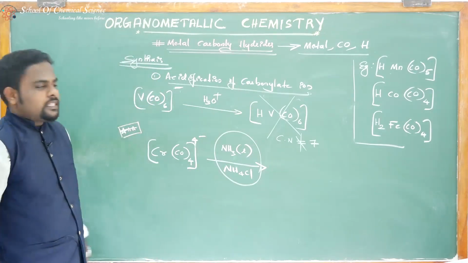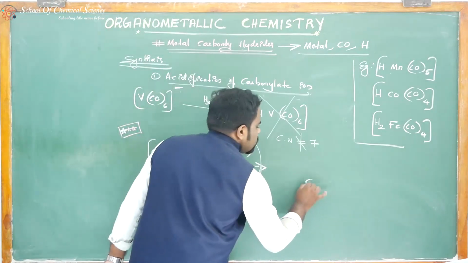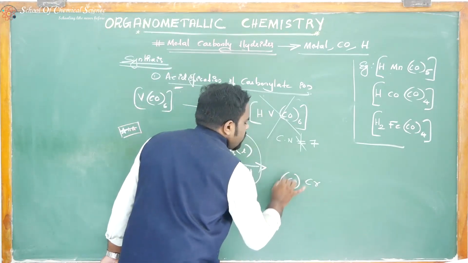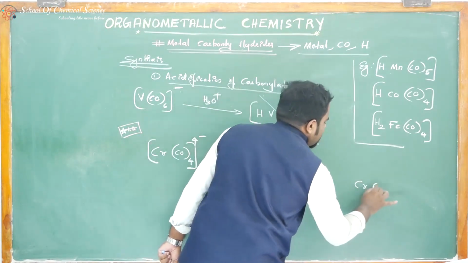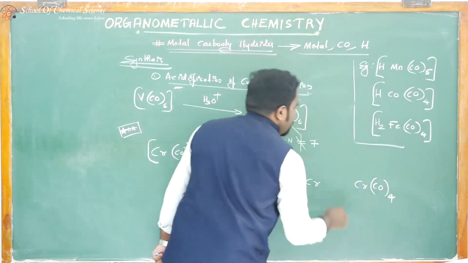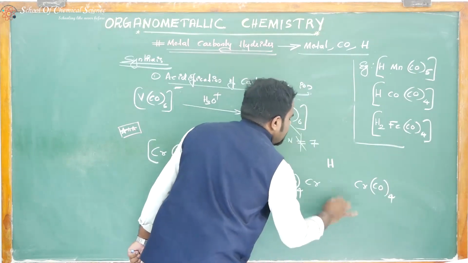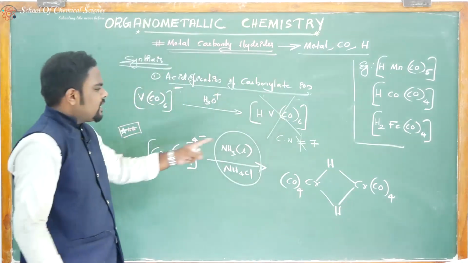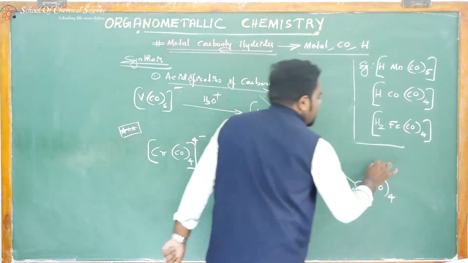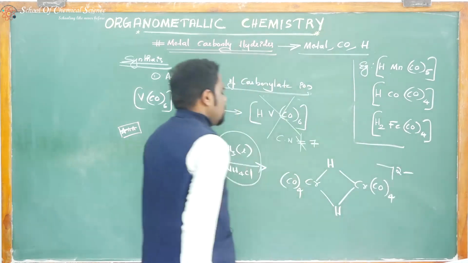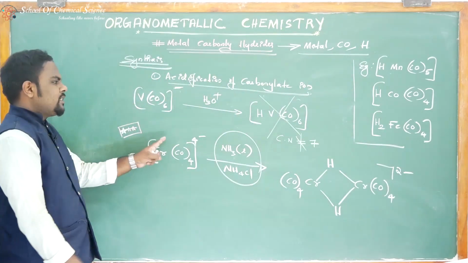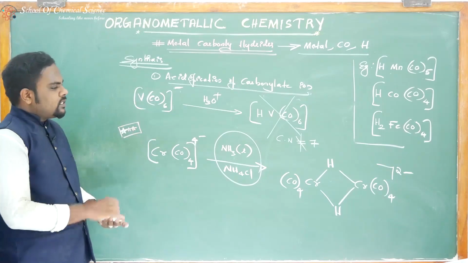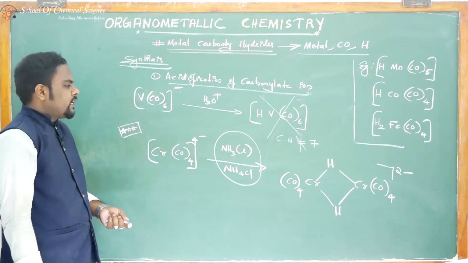Here dimerization takes place. Please listen. In CrCO4, two hydrogens are added. That hydrogen acts as a bridge. So 2 negative charges are cancelled by 2 hydrogens, and the remaining charge is only 2 negative. So it is a dimerized product. Please note this reaction. This type of question is a favorite in NET and GATE exams.